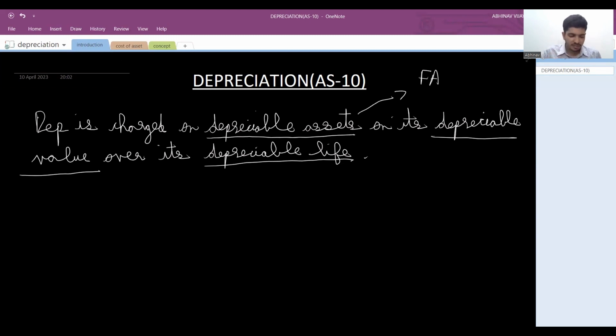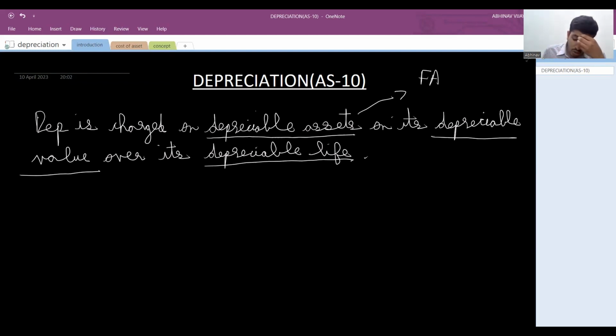Any fixed asset is a depreciable asset. Fixed asset can be what? It can be machinery, it can be building, it can be bike, it can be car. Any fixed asset is a depreciable asset. That fixed asset is any asset that is a physical property and that can be used for over 1 year. That is the general definition. For now, you keep that definition in mind for this chapter of depreciation.